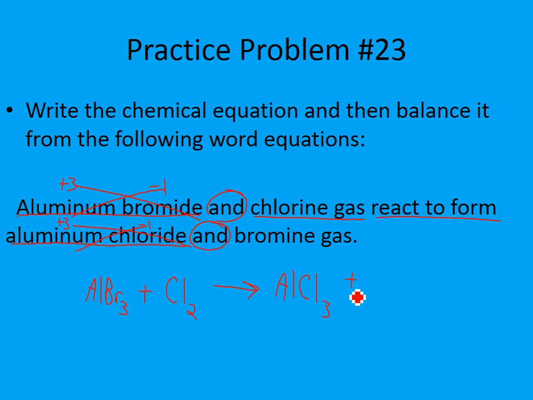And bromine gas. Bromine just by itself is what? Is it diatomic, bromine? Yes, it is. Okay, so I need to put a little subscript 2. If you forget that, it's going to throw off how you balance it. So you've got to get the diatomics down. Okay, now let's balance it because it's not balanced yet. So we've got aluminums, bromines, and chlorines.